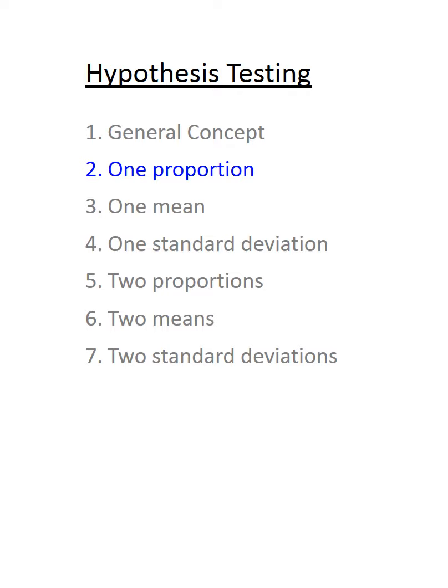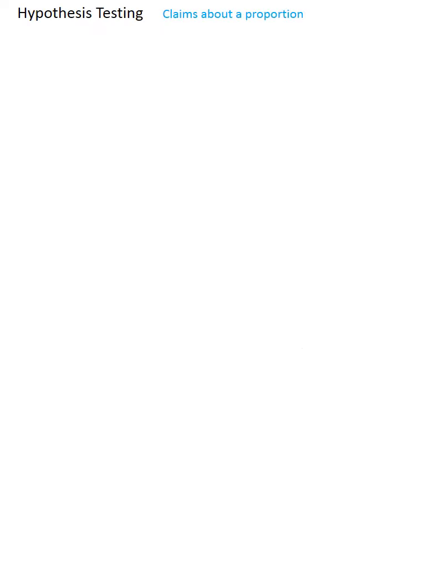This is the second of a 7-video series on hypothesis testing, one proportion. Here's a claim about a proportion. Suppose we wanted to prove that more than 15% of Americans smoke cigarettes. And suppose we wanted to test this claim with a significance of 5%.